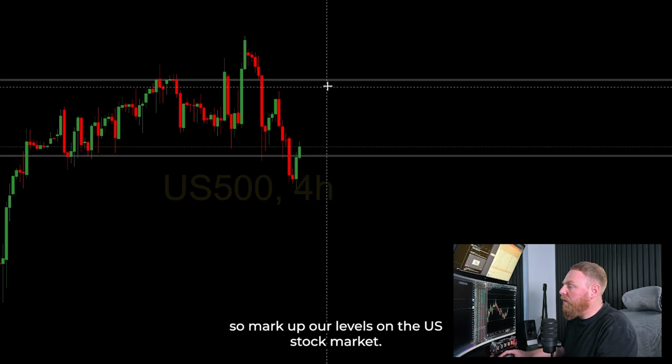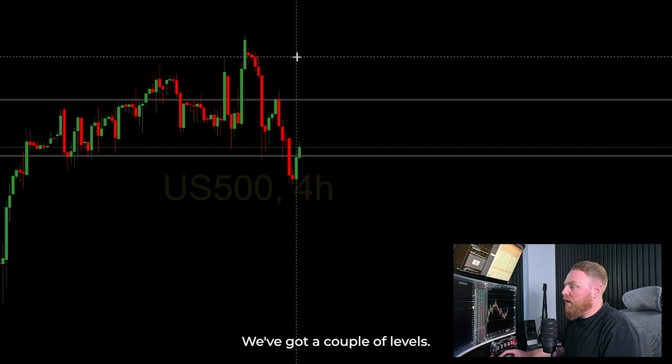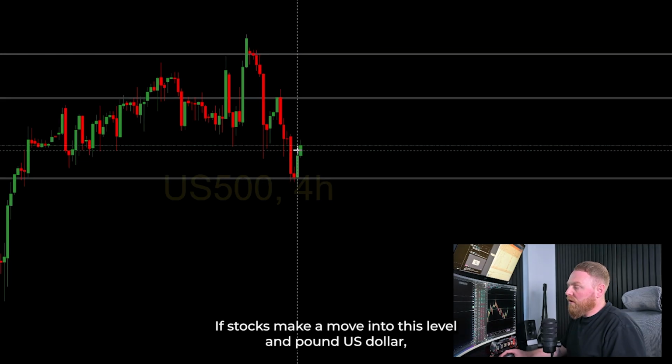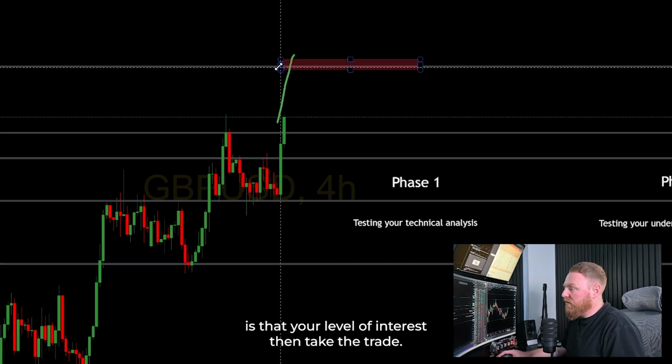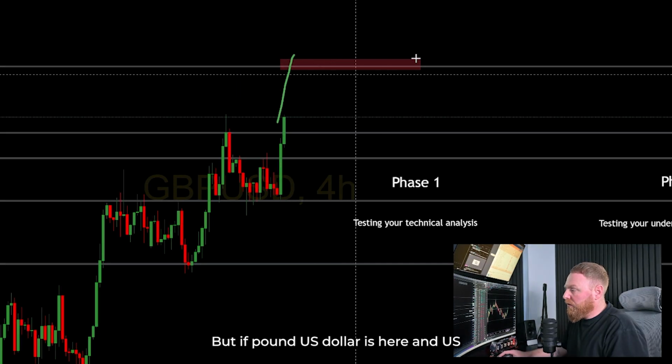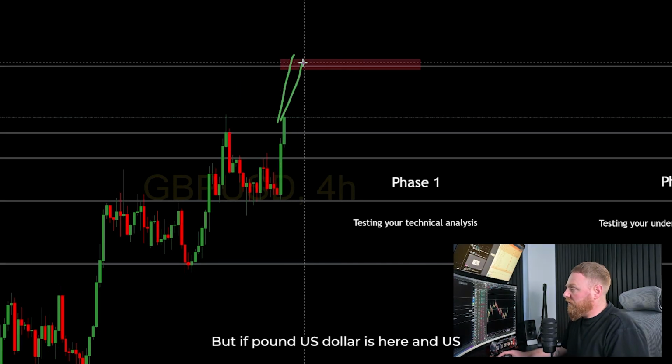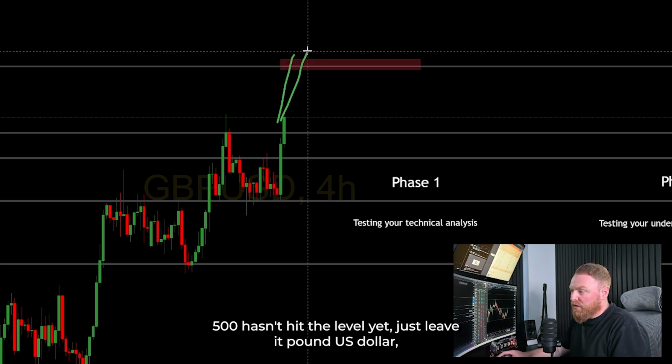So mark up our levels on the US stock market. We've got a couple of levels. If stocks make a move into this level and pound US dollar is at your level of interest, then take the trade. But if pound US dollar is here and US 500 hasn't hit the level yet, just leave it.